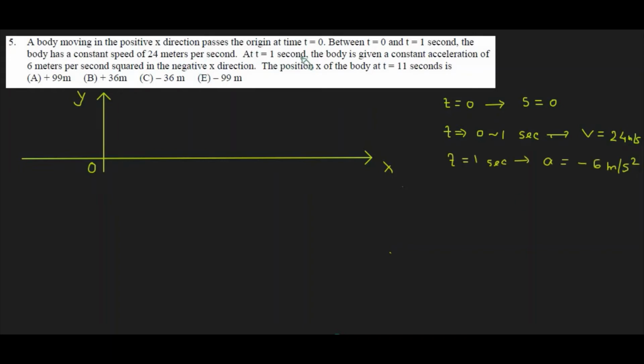At t equal to 1 second, the body is given a constant acceleration of 6 meter per second squared in the negative x-axis direction. Since it is in the negative x-axis direction, I have considered that acceleration equal to negative 6 meter per second squared. These are the given informations we have. What we have to find out is the position x of the body at t equal to 11 seconds.